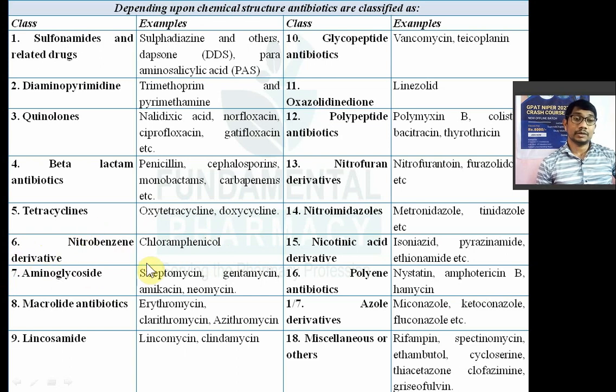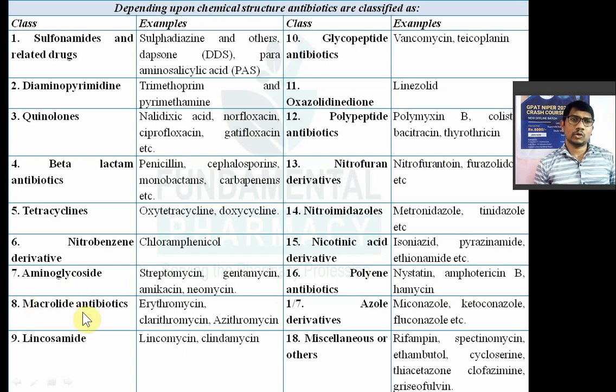Okay. Again, the seventh class according to the chemical structure is aminoglycosides. So aminoglycosides means what? यहाँ पे ग्लाइकोसिडिक स्ट्रक्चर होगा, एक अमाइनो शुगर होगा एंड एक ग्लाइकोन पार्ट होगा, तो वो दोनों ज्वाइन होंगे बाय ग्लाइकोसिडिक लिंकेज. So in that streptomycin, gentamicin, amikacin, neomycin, etc. They are protein synthesis inhibitors. Remember, they have numerous adverse effects like neurotoxicity, ototoxicity, nephrotoxicity, etc.